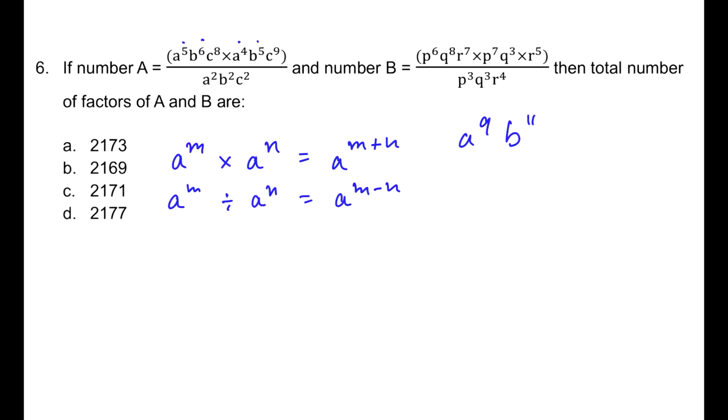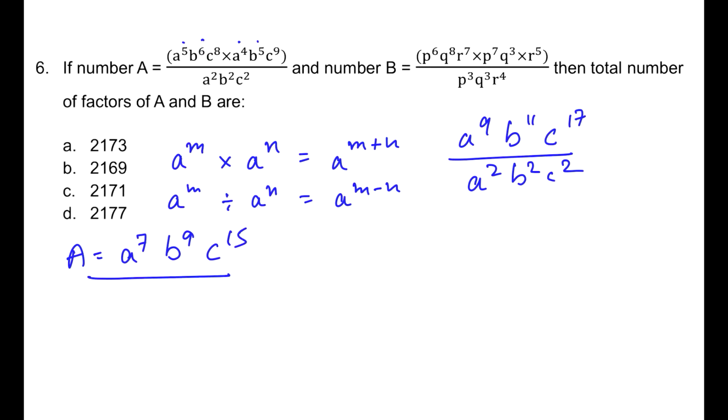And then if I move further to show you the real calculation over here, c is 8 plus 9, which is 17. Now, after we are done with this, we are going to divide it by a square, b square and c square. So, divide यानी minus करना. So, I will ultimately come up with a as a to the power 7, b to the power 9 and c to the power 15.